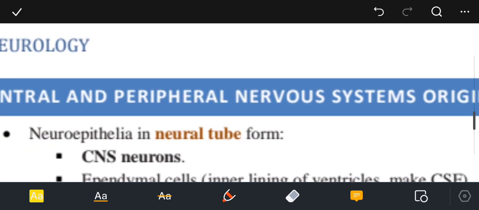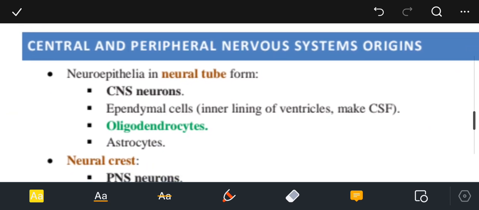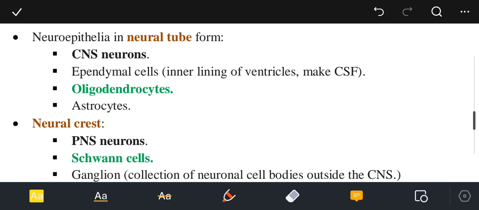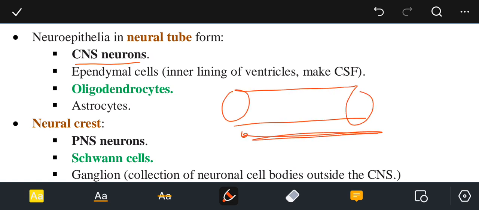Then we have central and peripheral nervous system origins. Neuroepithelia in the neural tube form the central nervous system neurons. So a takeaway point for you is that the central nervous system is coming directly from the neural tube, like the neural tube that we had formed above the notochord. This neural tube is going to give rise to almost all the structures present in the central nervous system, right?